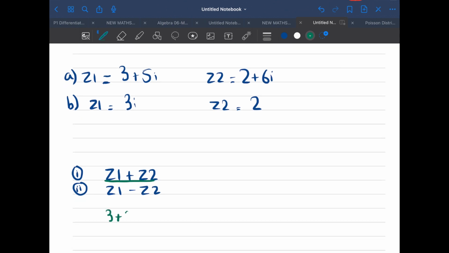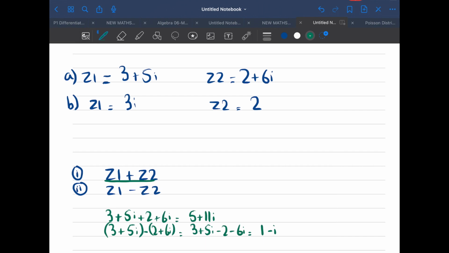3 plus 5 iota plus 2 plus 6 iota. If I add this, it's going to become 5 plus 11 iota. Now let's subtract this. 3 plus 5 iota minus 2 plus 6 iota. So I'm going to write like this: 3 plus 5i minus 2 minus 6i. So it's going to become 3 minus 2, 1, and 5i minus 6i is minus i. So it's real part added to real part, and the imaginary part added or subtracted to imaginary part.